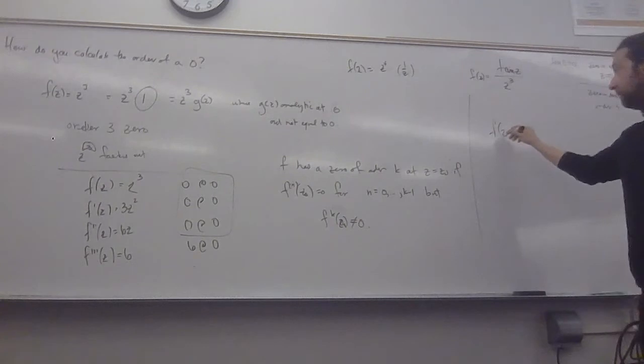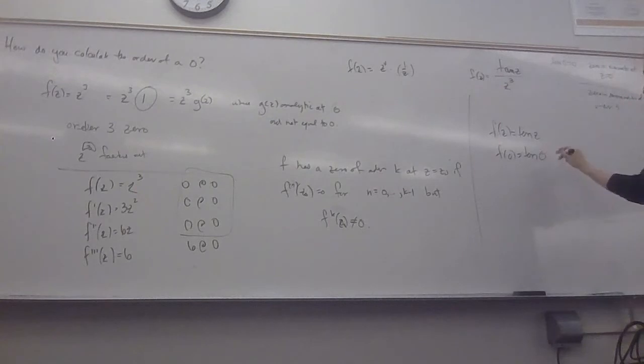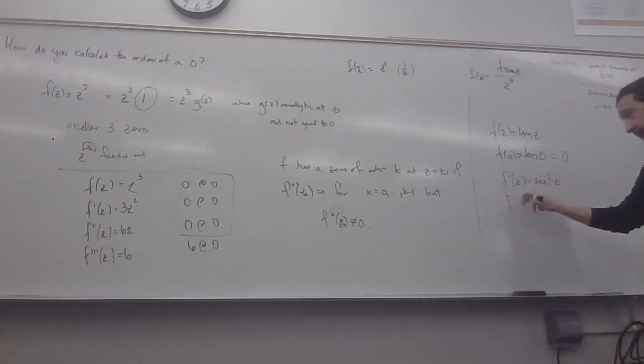Well, f of z is equal to tangent z. It's certainly the case that f of 0, which is the tangent of 0, is equal to 0. So there is a 0 there. Is it order 1, order 2, order 3? Without doing the power series, I could write down f prime of z, which is secant squared of z, and plug 0 into that, and I get secant squared of 0. And I hope everybody in here remembers secant of 0 is equal to 1, because it's just 1 over the cosine, and cosine of 0 is 1.